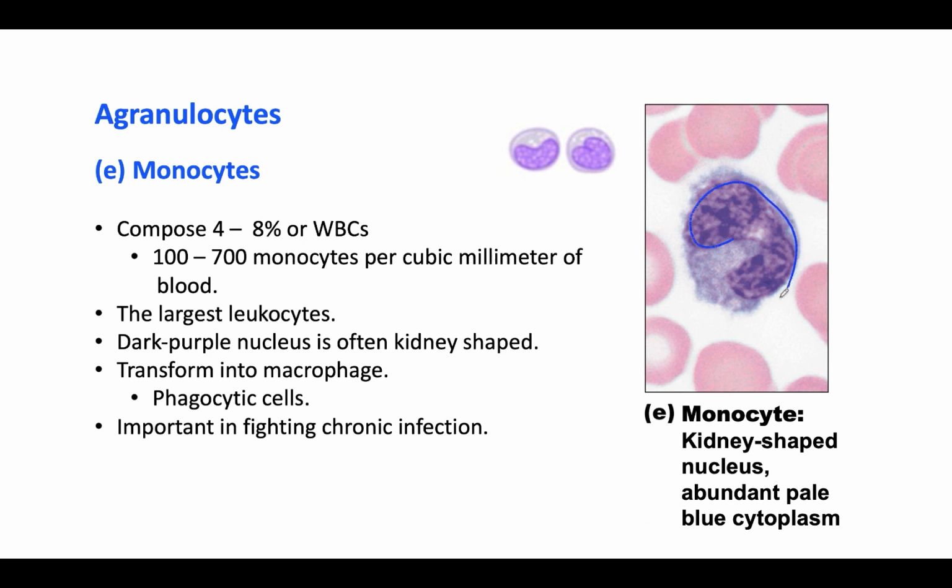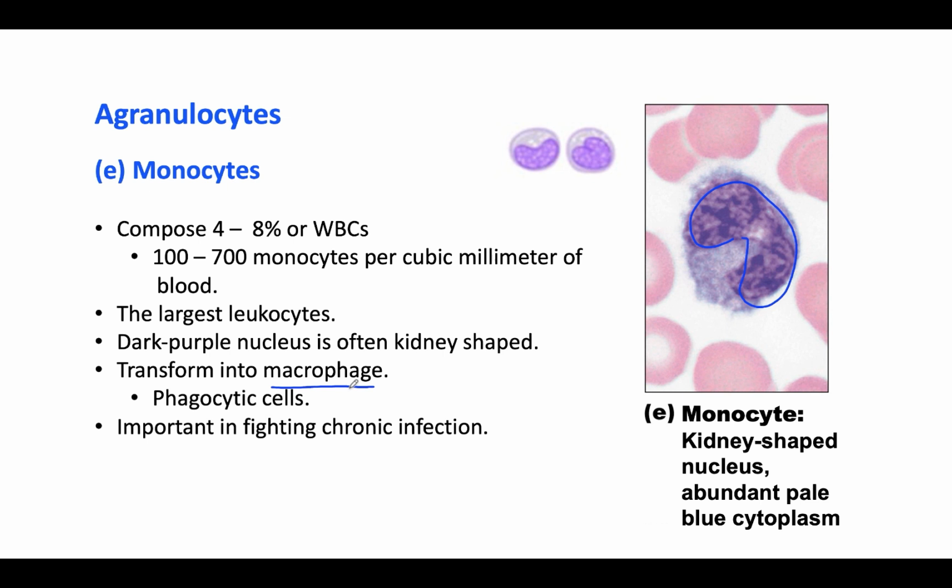nucleus like a kidney shape. After monocytes leave the blood and enter tissue, monocytes enlarge and transform into macrophages. So, when this cell flows inside the blood vessel, it is named monocyte. When this monocyte squeezes out of the blood vessel and is present in the tissue, we call it macrophage.